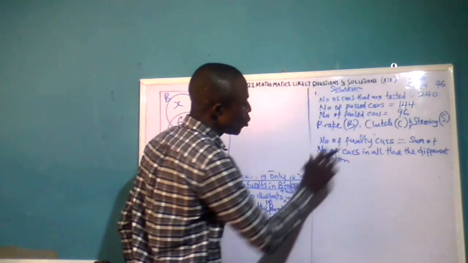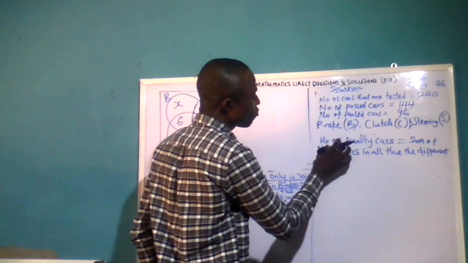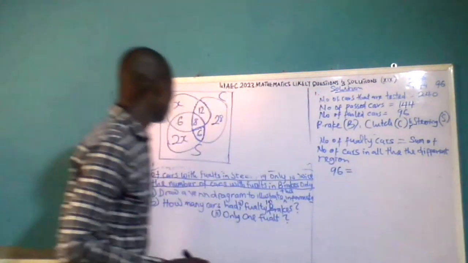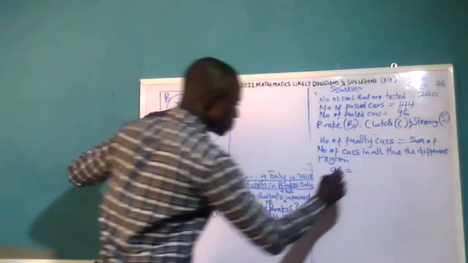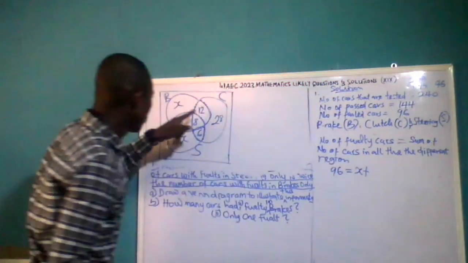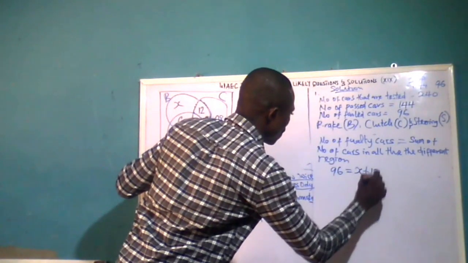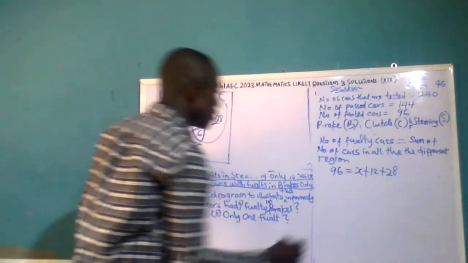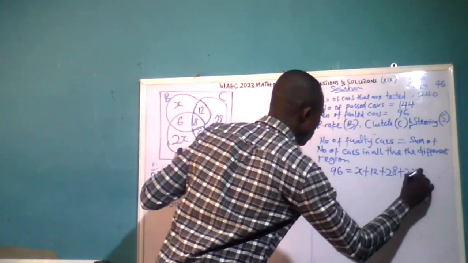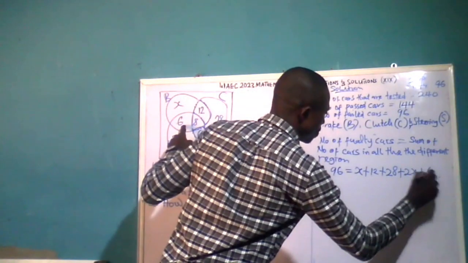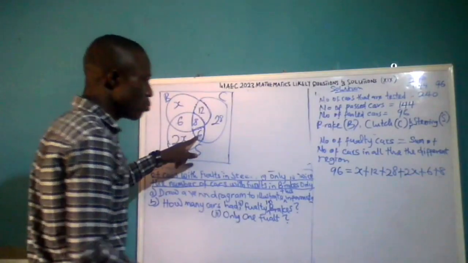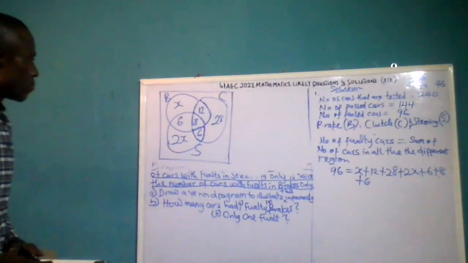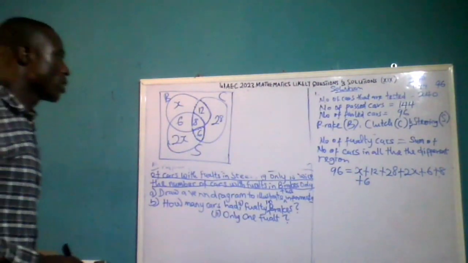We've determined the number of faulty cars to be 96. That will be 96 equals x plus 12 plus 28 plus 2x plus 6 plus 8, plus 6.